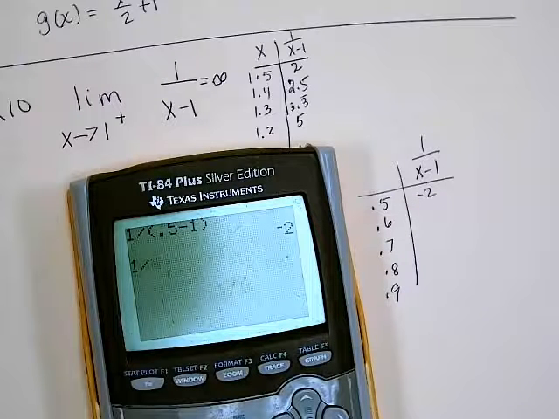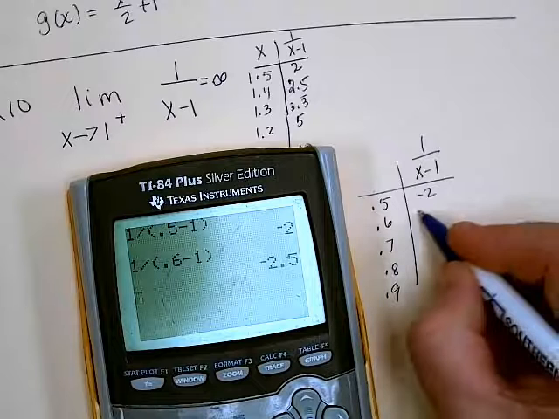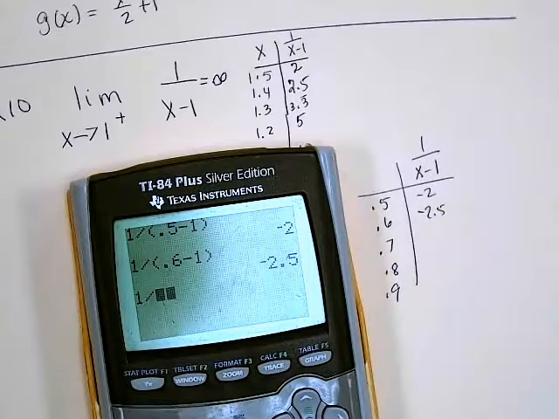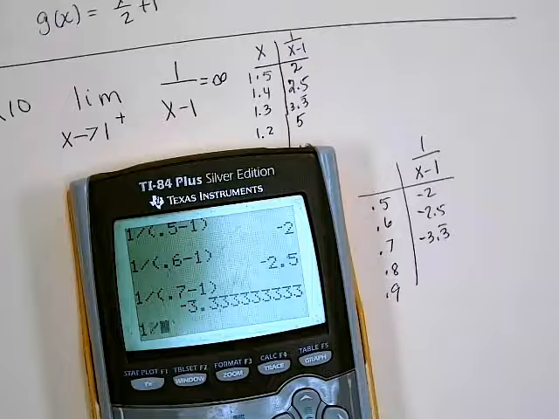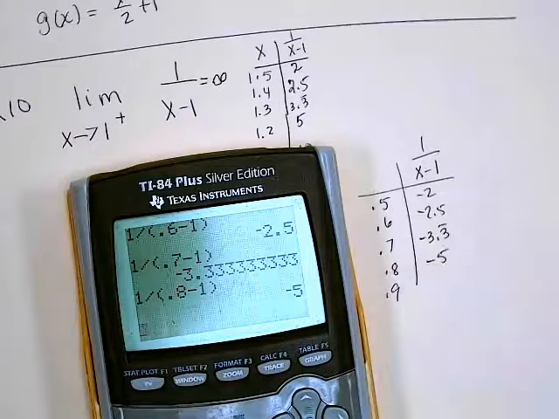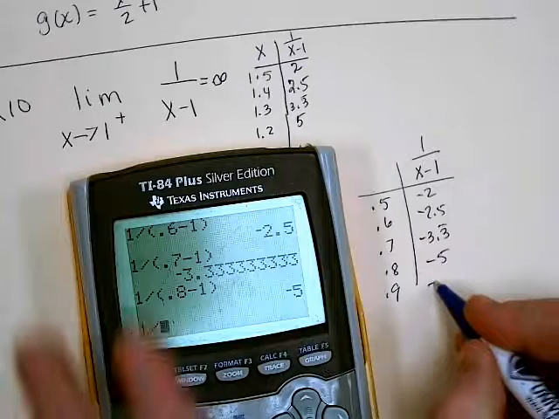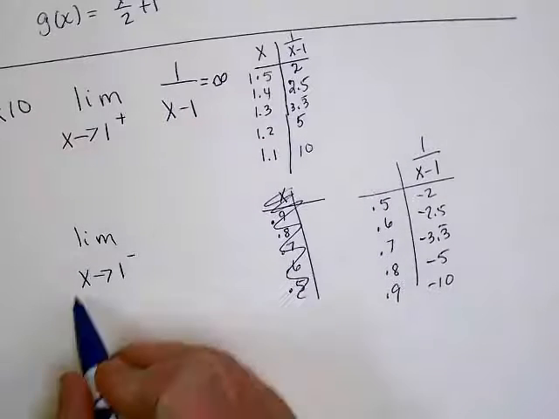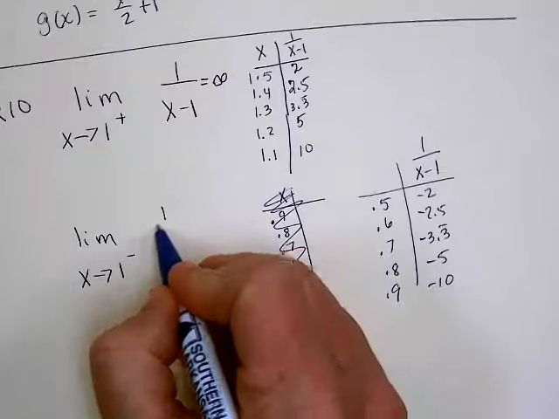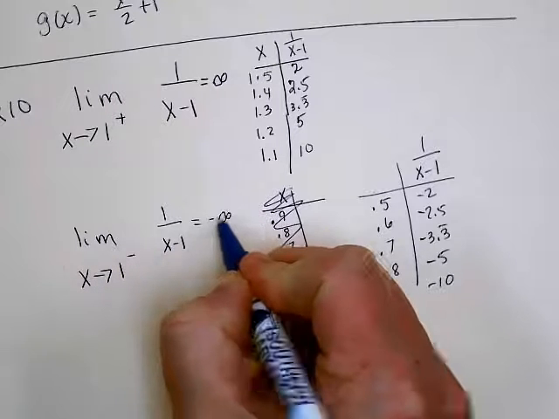1 divided by 0.5 minus 1 is negative 2. 1 divided by 0.6 minus 1 is negative 2.5. 1 divided by 0.7 minus 1 is negative 3.3, repeating. 1 divided by 0.8 minus 1 is negative 5. And 1 divided by 0.9 minus 1 is going to be negative 10. So we see that we're getting the same thing, but they're negative. So the limit as x approaches 1 from the left of 1 over x minus 1 is negative infinity.